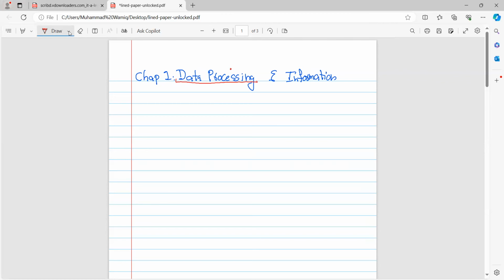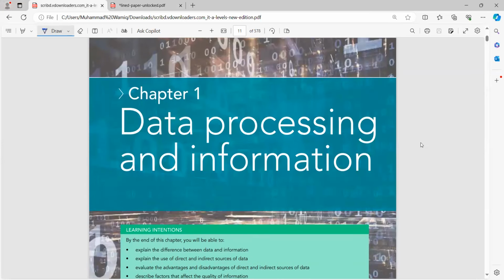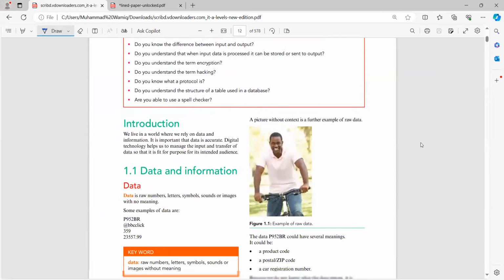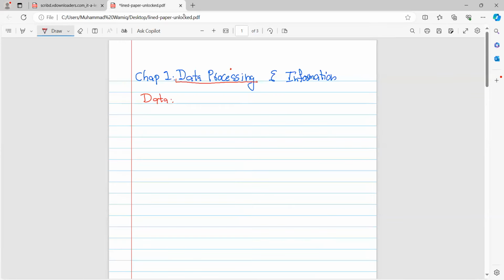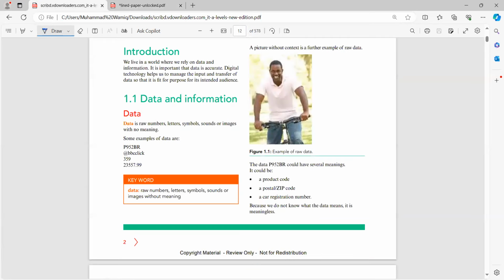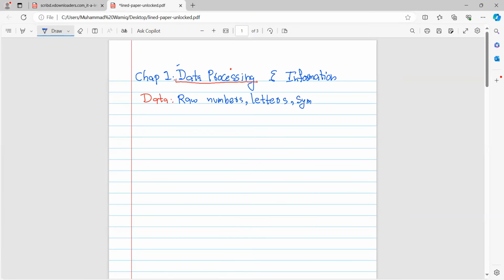But even before the processing, we have already discussed in our last class the two things that we are going to consider. The first is data, and the second is information. We discussed that data basically means raw numbers, letters, symbols, or sound, but one important thing is that they have no meaning.